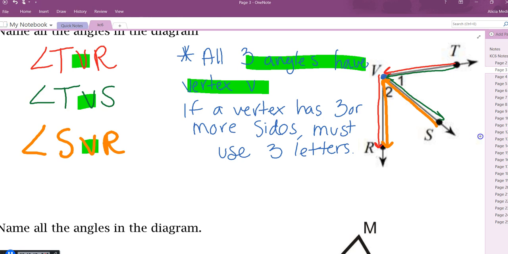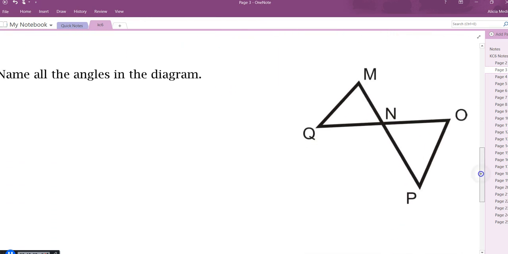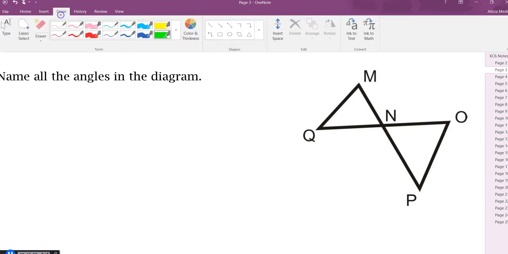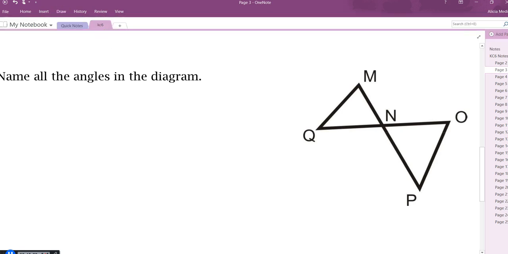All right, the last example has us looking at the following figure. It says name all the angles in the diagram. All right, so this is going to be kind of lots of colors here. I'm going to start off with blue, and I'm going to look at the very first angle that I see, which is this top angle. That only has two sides, so I can go ahead and just say angle N.